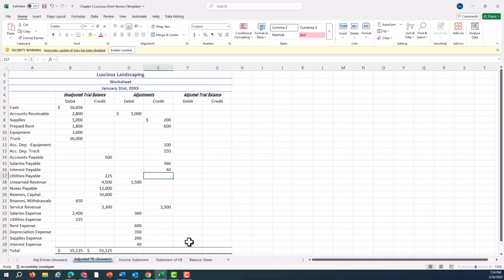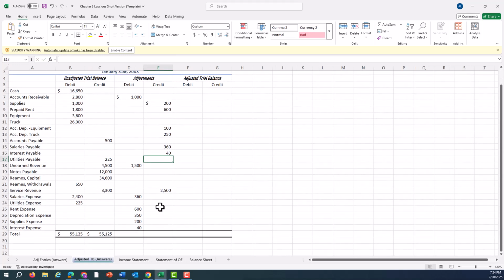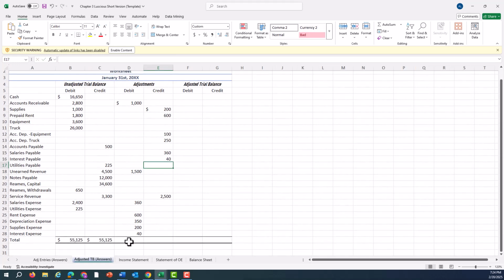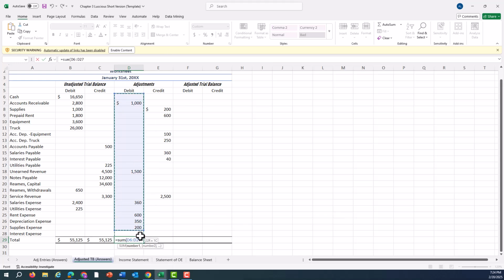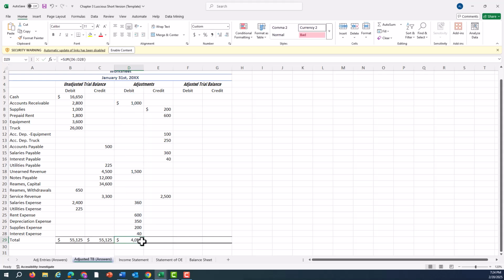And voila, we brought over all of our stuff. Let's make sure that we didn't do anything silly, like put something in the wrong row, because our debits and credits for our adjustments should equal. So this is going to be equal to the sum of all of the debits that we had in this section. That comes out to 4,050. And then over here, find the sum of all of our credits, and those numbers add up to 4,050 as well. So we have debit credit equality in our adjustments, which means now we just need to adjust our trial balance.